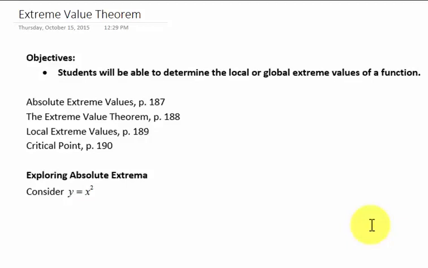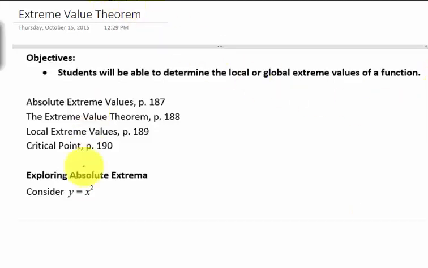And welcome to a video on the extreme value theorems and extreme values. In this video we're going to determine the local or global extreme values of a function. We're going to talk about the extreme value theorem, and we're going to just talk conceptually about how and when an extreme value can exist.